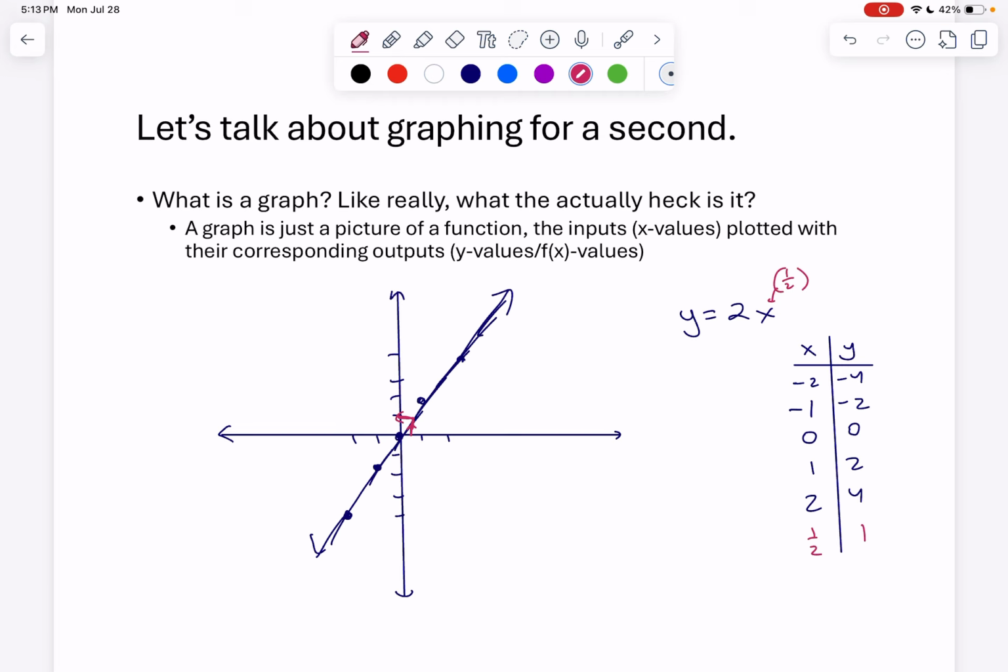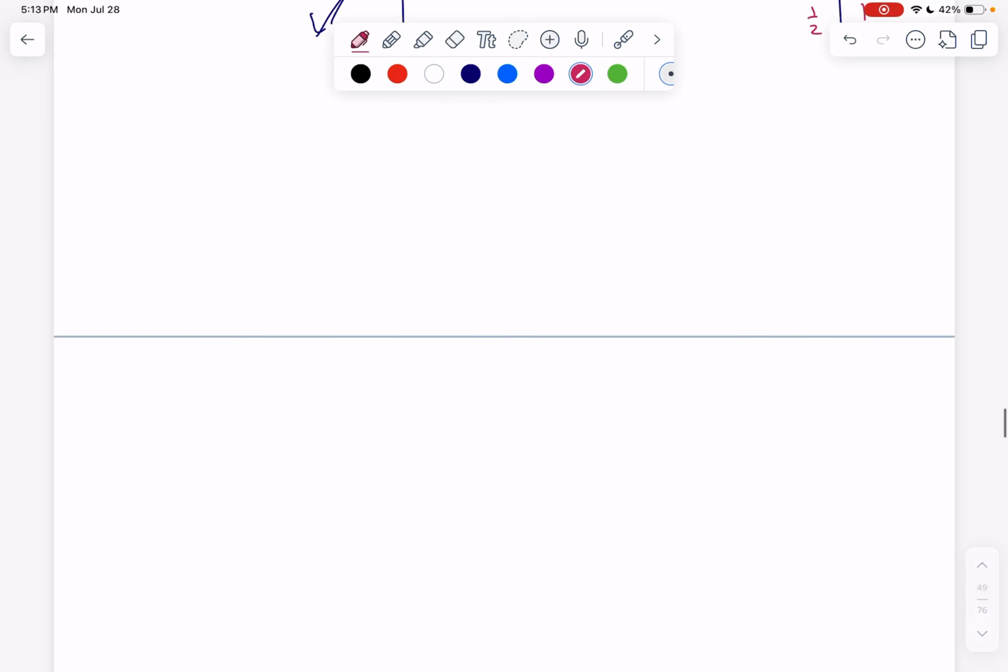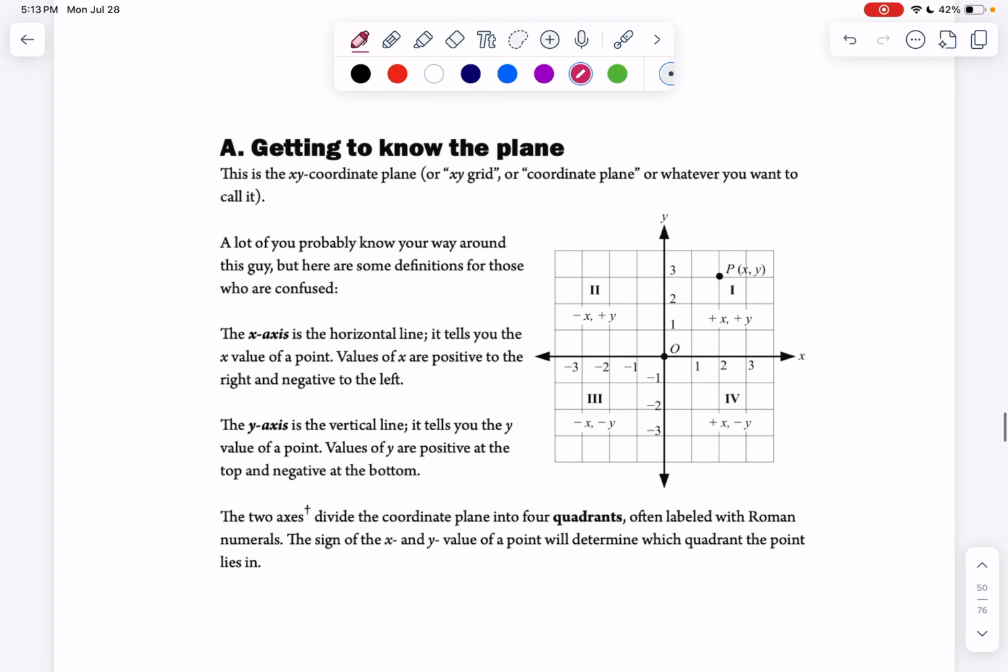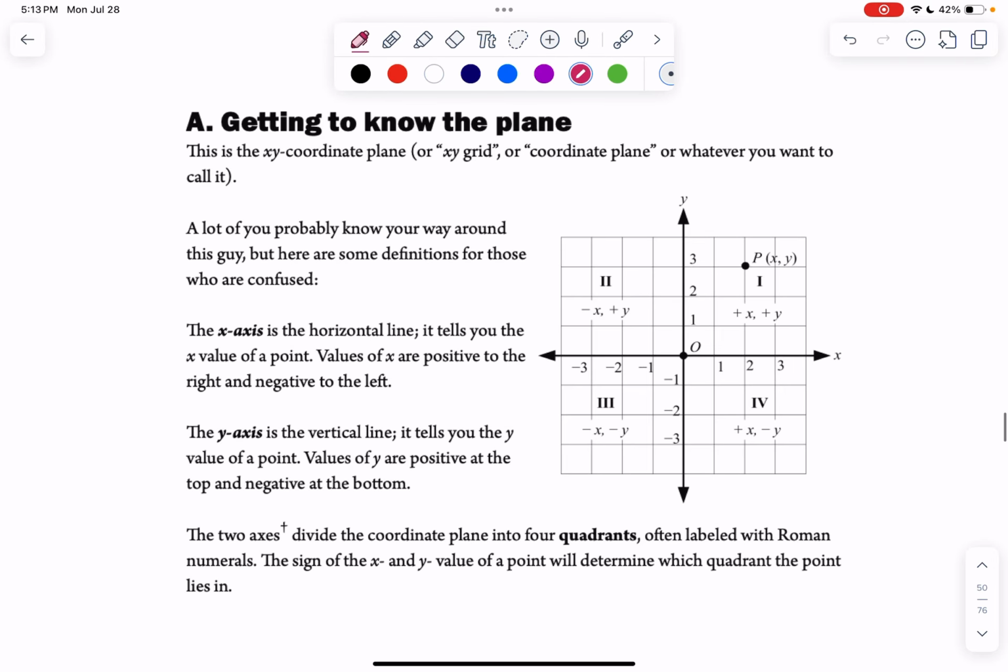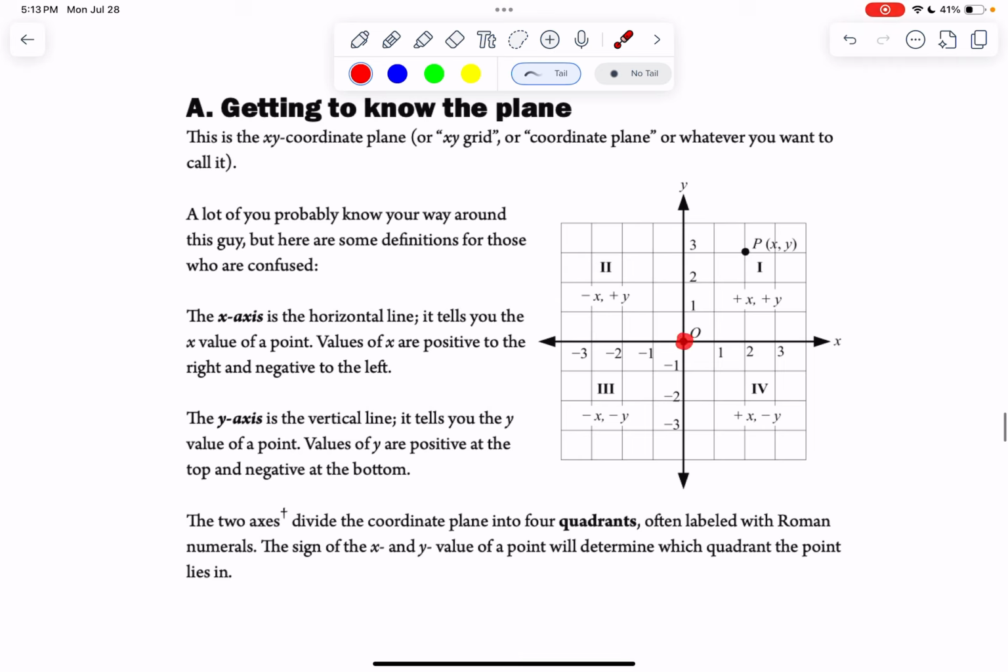So again, if a point lies on the graph of a function, it's because the x and y of that point work in the equation. It's a very important concept to start to think about for the SAT. So let's give ourselves a little information about the xy coordinate plane. This is called the x-axis. This is called the y-axis. Where they intersect is called the origin, and it's the point 0, 0.